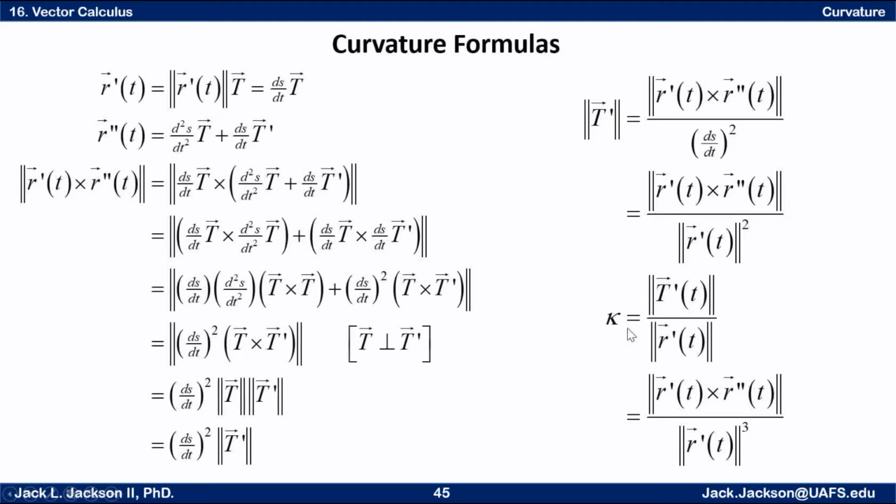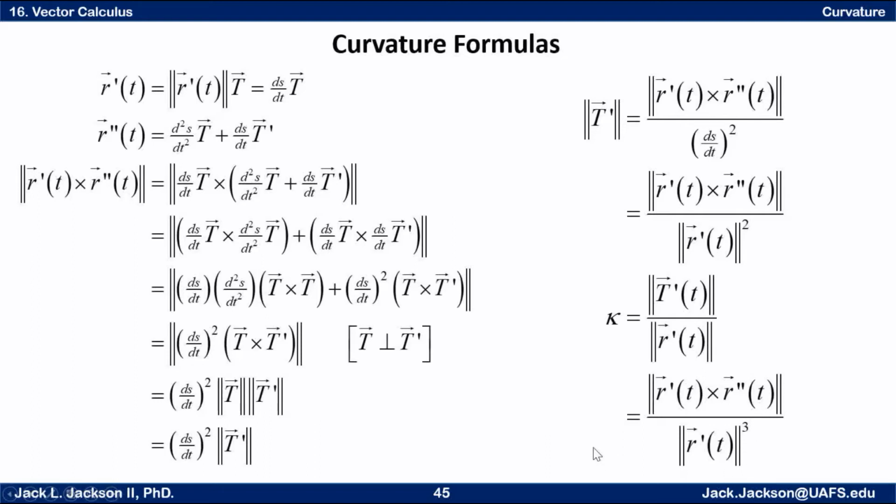Okay, now what does that have to do with curvature? Well, curvature is the norm of T prime divided by the norm of r prime. And so the norm of T prime is this expression right here, and we divide that by the norm of r prime. Well, we already have a norm of r prime squared here, so that becomes norm of r prime cubed in the bottom, and the top is this.